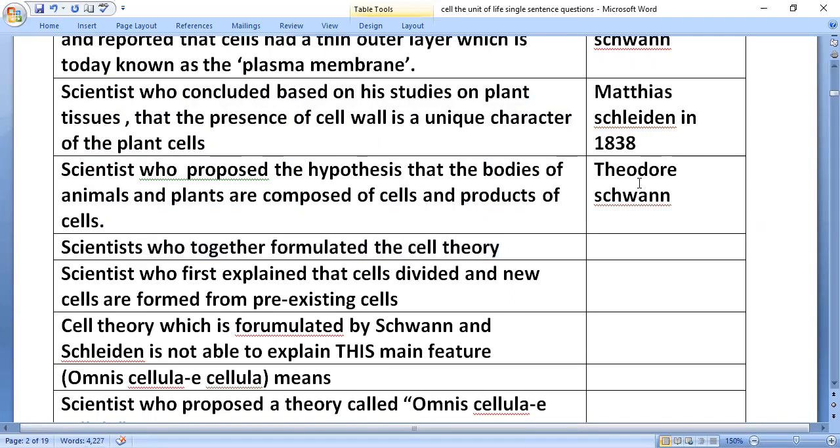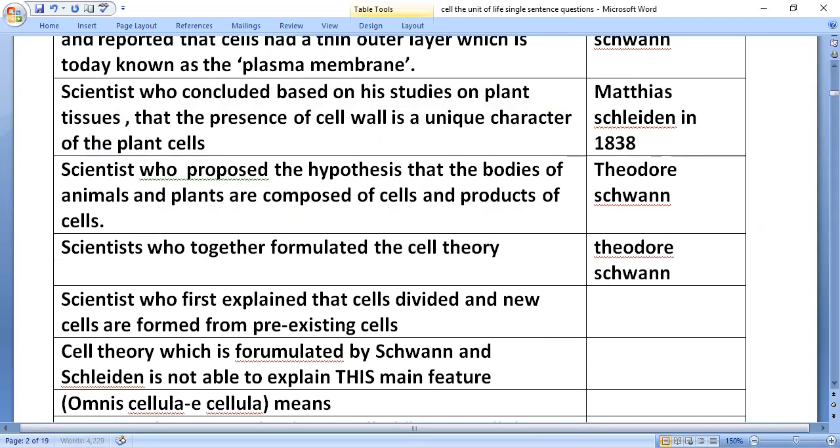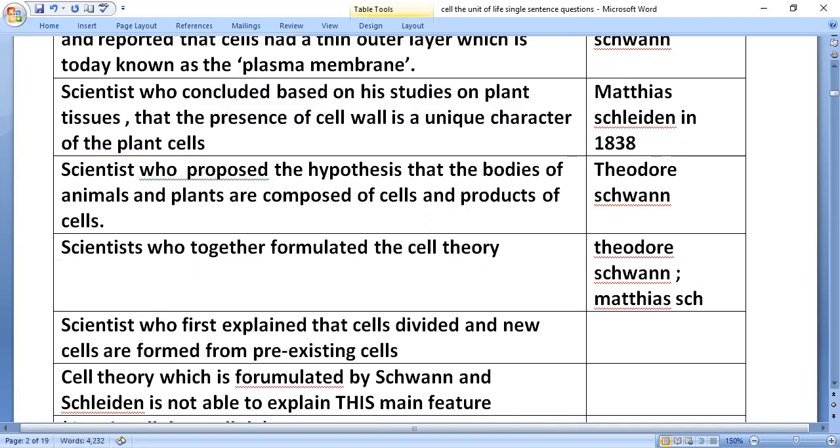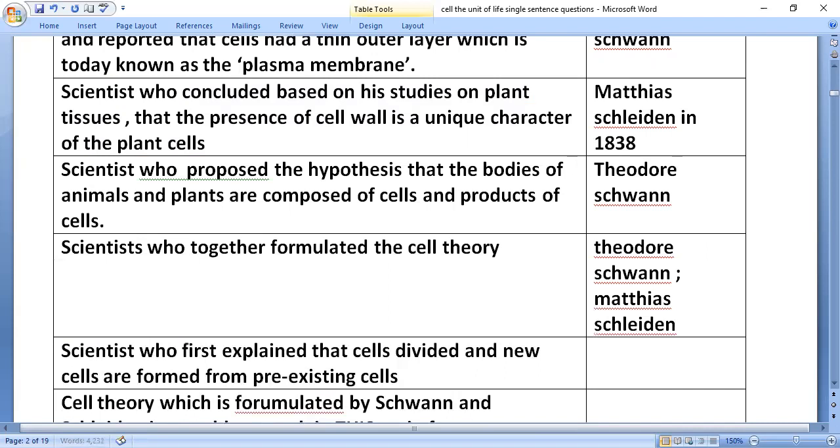The scientists who together formulated the cell theory: Theodore Schwann and Matthias Schleiden. The scientist who explained that cells divide and new cells are formed from pre-existing cells: Rudolf Virchow, in 1855.